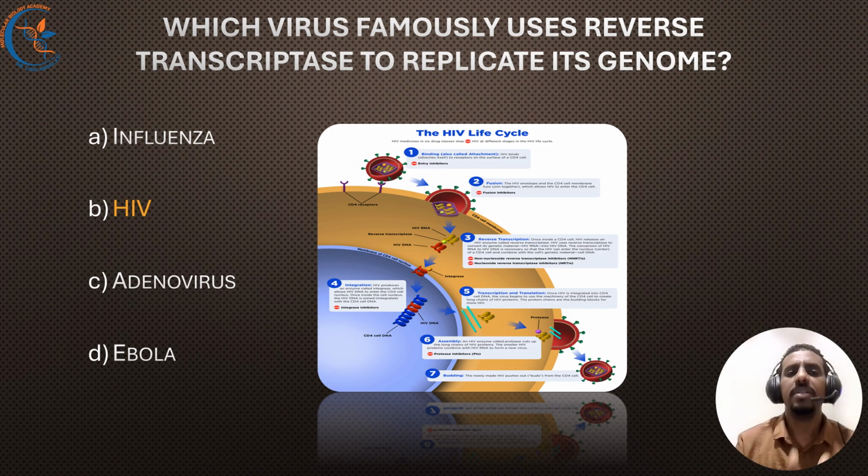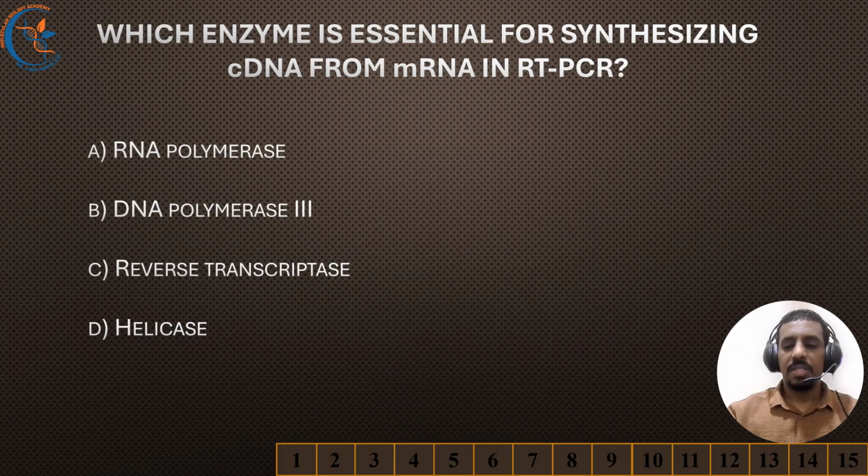The correct answer is HIV, I mean human immunodeficiency virus. Actually, this virus uses reverse transcriptase to convert its RNA genome into DNA, which is then integrated into the host cell genome. Right? Let's move on. Okay, let's see the next question.